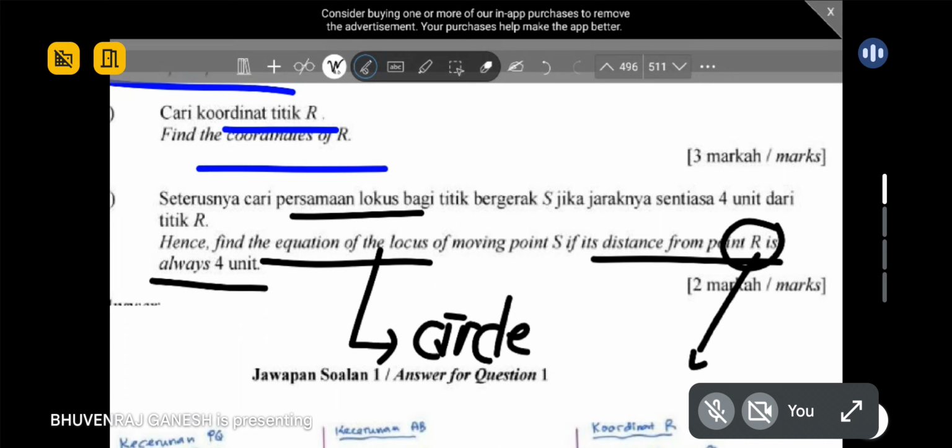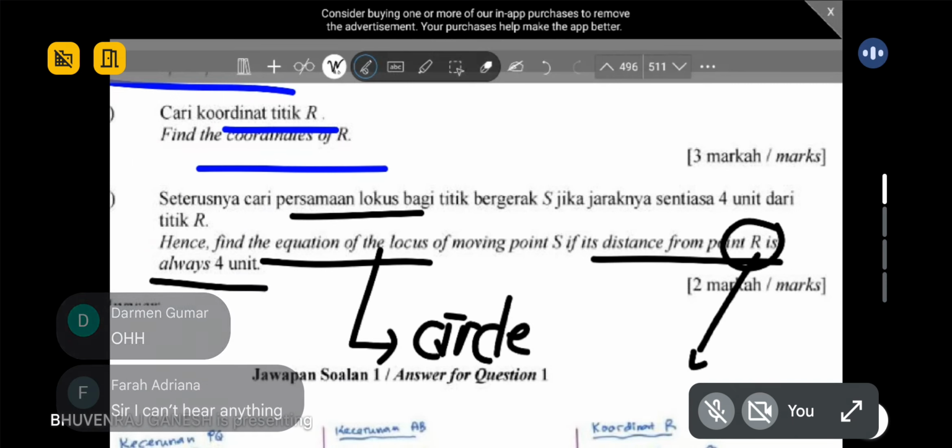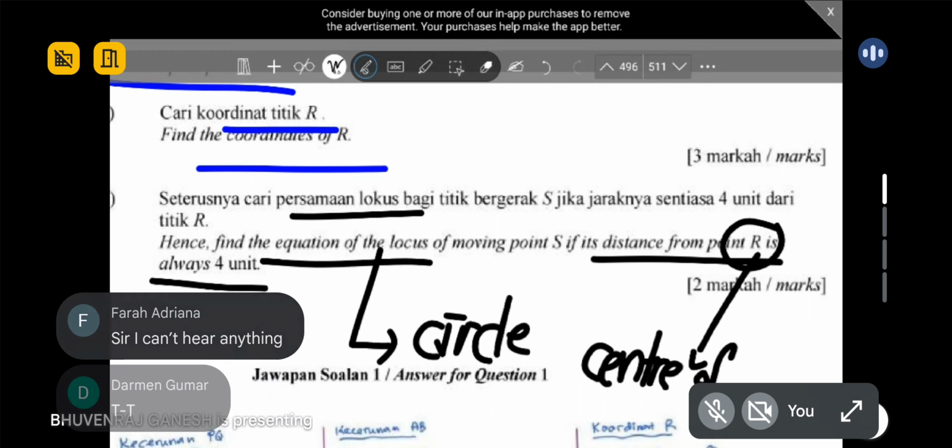They say the distance from that point always 4 unit. Yes. R only. Titik R saja. What do we call that point? There is one name. When you have a circle, there is one point in the middle. What do we call that point? Titik kat tengah bulatan. Yes. Pusat bulatan. Correct. Okay. Center of circle.